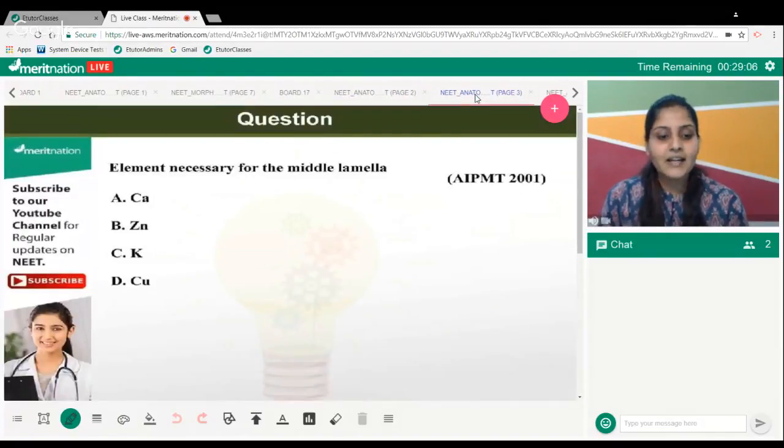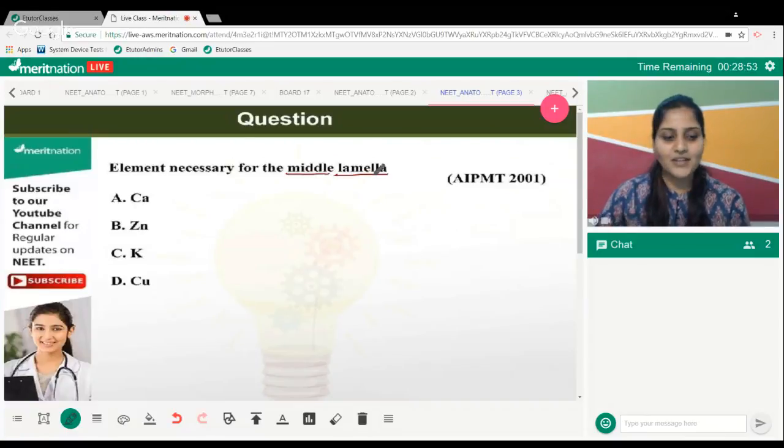Now this is an easy one. It is kind of a revision of some of the topics you've done already. Which element do you think is necessary for the middle lamella? This is a very easy question. I am sure I'll be getting floods of right answers here. Yeah, it has started. Very good. Minakshi, Meghna, and Arsalan, perfect. It is calcium which is required.